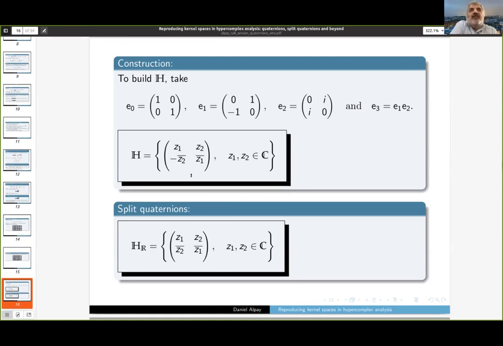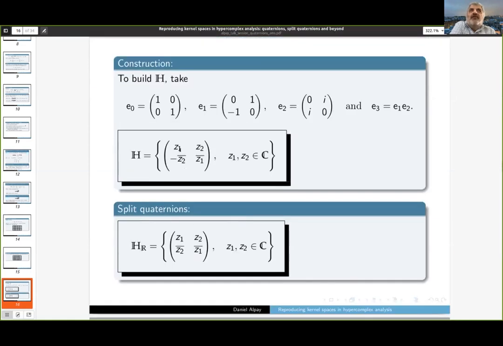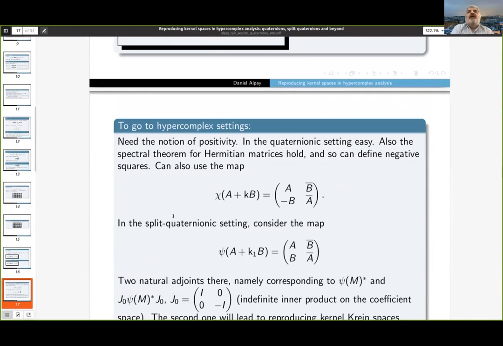So this is stable also. If this is invertible, this is stable under inversion, but there are a lot of matrices like this which are not invertible. Of course, you just have to have the modulus of Z1 equal to the modulus of Z2, and here all the matrices which are different from zero will be invertible. So these are the quaternions and split quaternions.